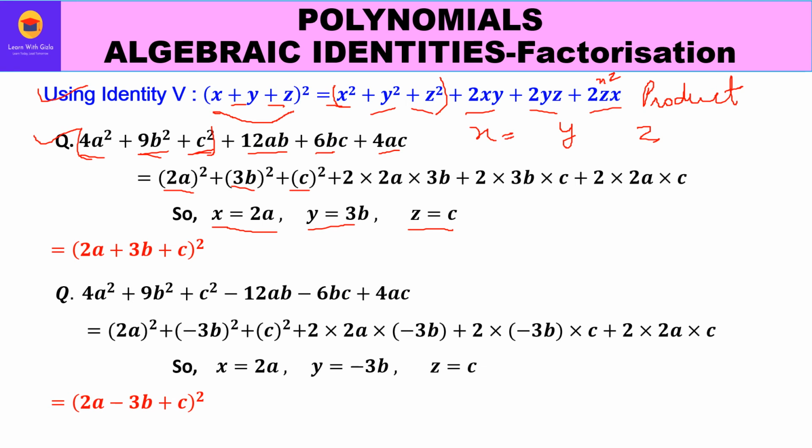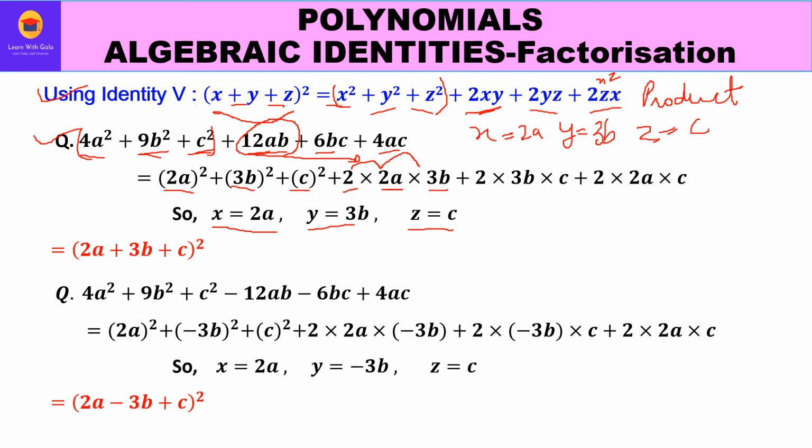So that means x has become 2a, y is 3b, and z is c. Accordingly, if you expand it according to the identity, the product should be 2xy. So 2 into x, x is 2a, y is 3b. So 2 into x into y. Now see, 2 into 2 is 4, 4 into 3 is 12, isn't it? 12ab over here, right? So what we have done is splitting the terms in such a way that we are getting 2xy.